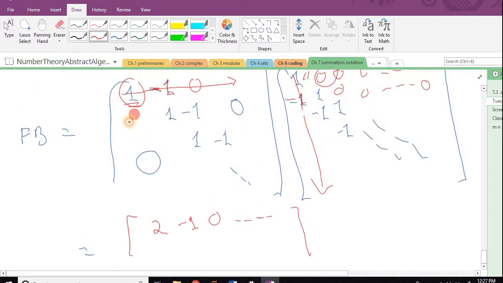What happens if I multiply the second row here times the first column? I get 0 times 1 plus 1 times -1 plus -1 times 0, etc. So what's the answer?